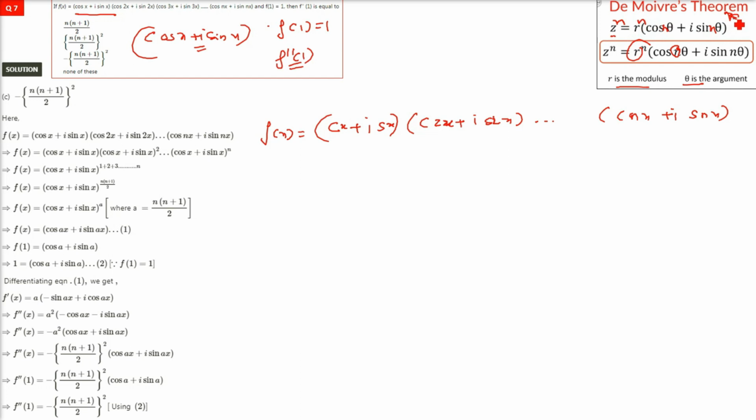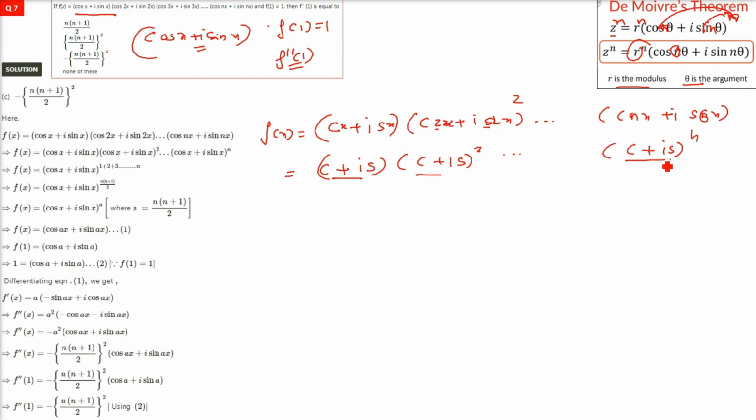Essentially all will be cos theta plus i sin theta with the power which is in front of theta, or in front of x in this case. So cos x plus i sin x, this can be written as (cos x plus i sin x) to the power 2, and this goes up to (cos x plus i sin x) to the power n. This is de Moivre's theorem.